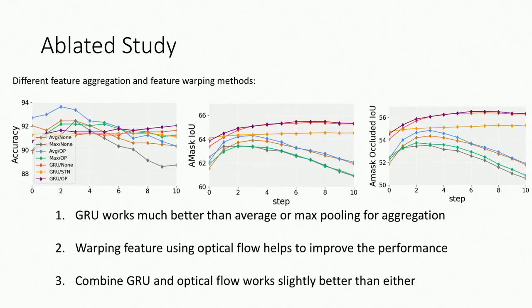And we also did some ablation study here. As I just mentioned, the aggregation plays a very important role. We compared with average fusion and maximum fusion, and we also used optical flow to help do the feature warping between multiple frames. Finally, we combined the GRU and optical flow based feature warping, and we found that this combination works best, although it's not that significant.